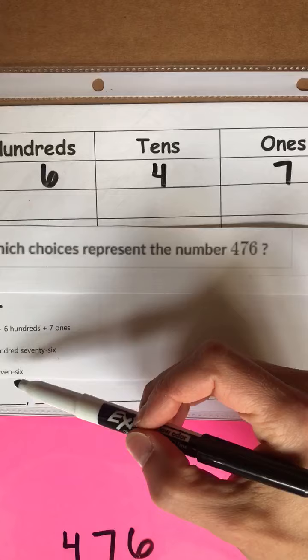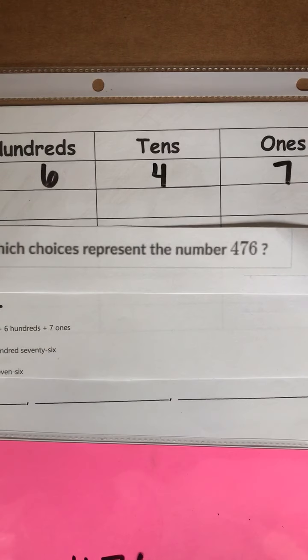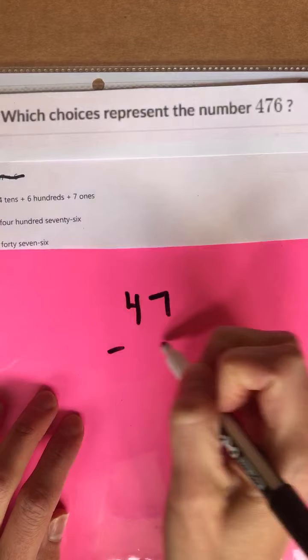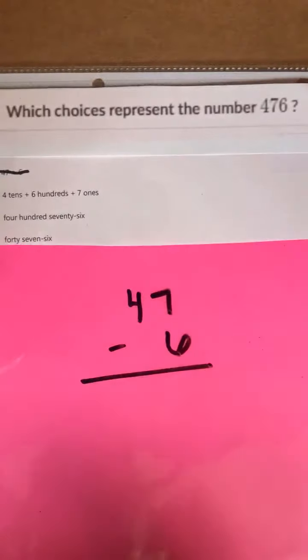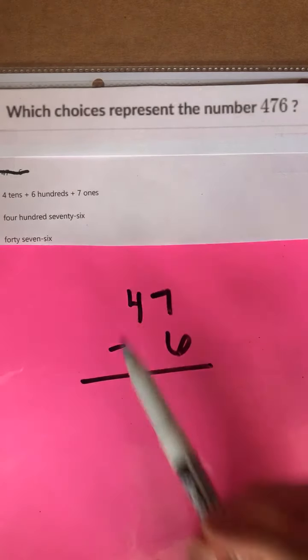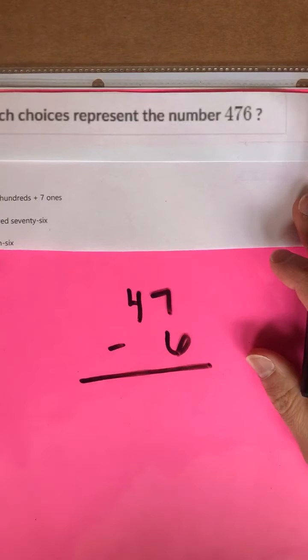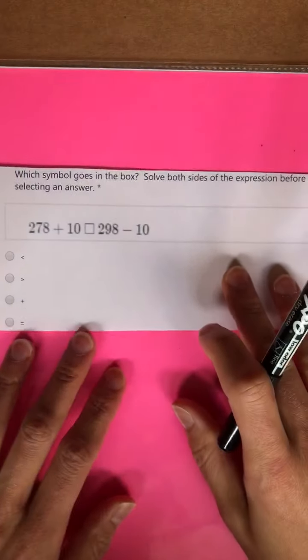Okay, you decide. And then the last one says 47 minus 6. So on your paper you are going to set up 47 minus 6. Pause your video, figure out what it equals, and then you choose the answer that makes the most sense. When you're ready, press play, and we'll take a look at number 4 together. Okay, friends, great job working on number 3. Let's look at number 4 together.